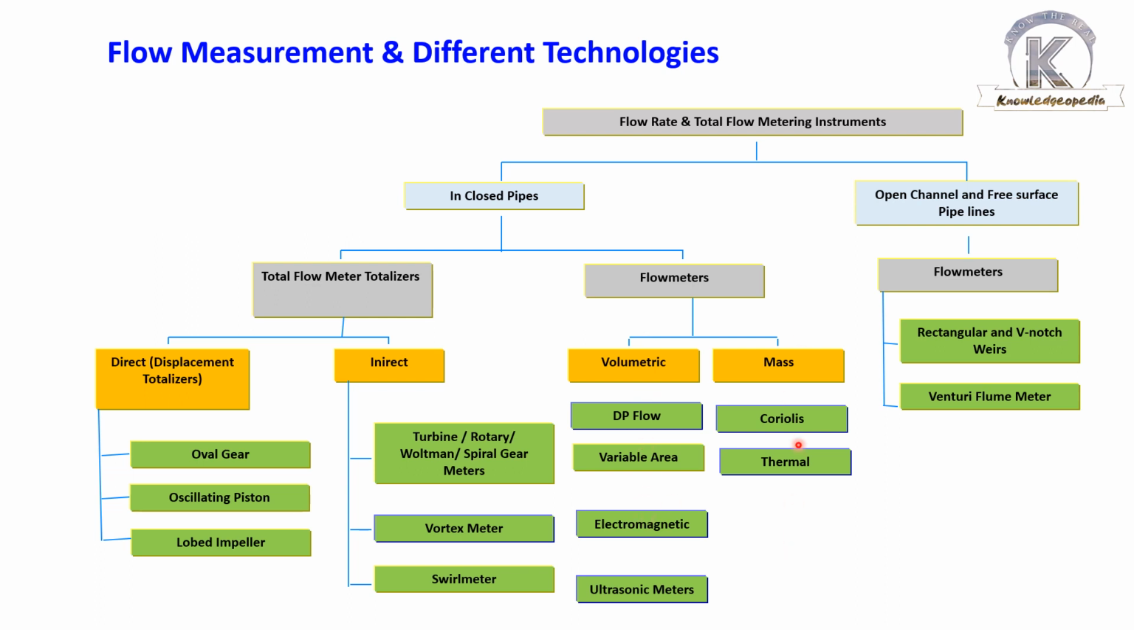This is the mass measurement, this is the volumetric measurement, and these are some mechanical arrangements, like direct or indirect measurement. Indirect measurement through a vortex, swirl meter, turbine, rotary, gear meter, oval gear. Some are very old-days meters, like oval gear, oscillating piston, and lobed impeller types of measurement. These are almost obsolete. So in these days, normally this particular section is very important.